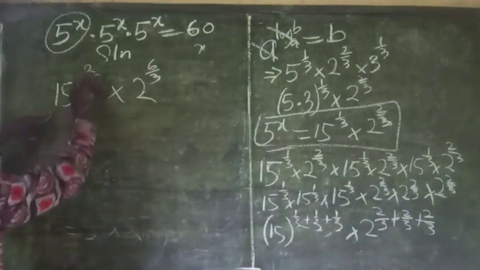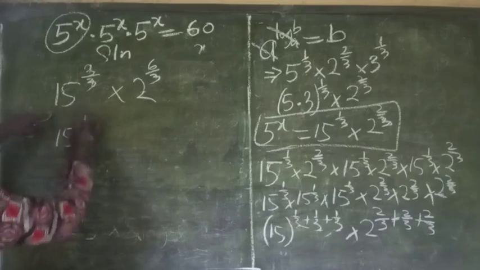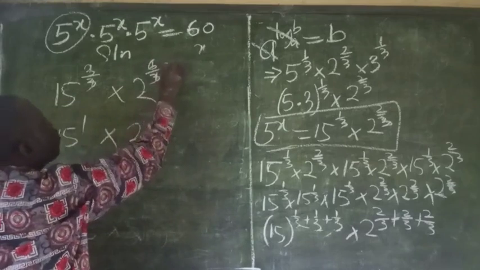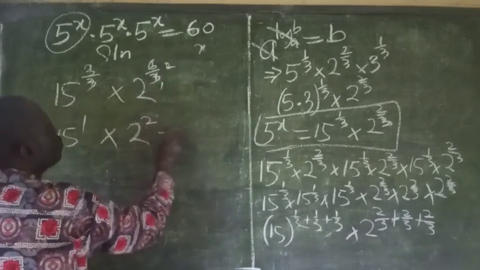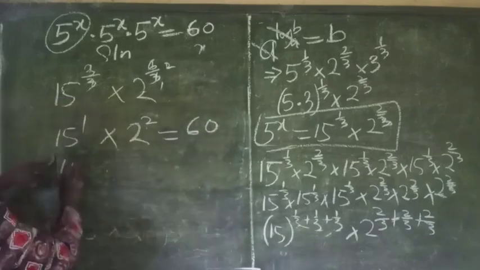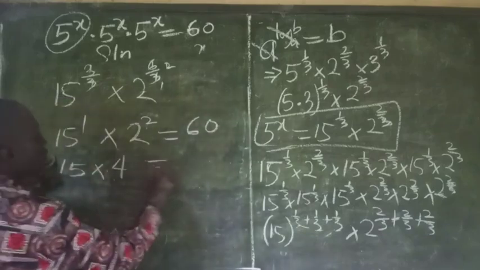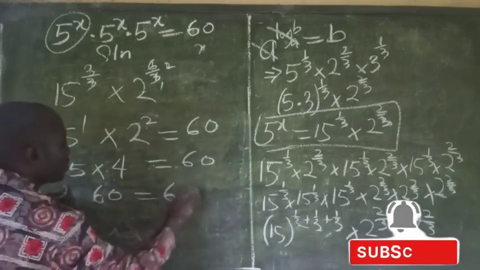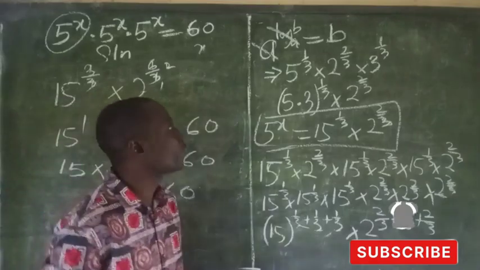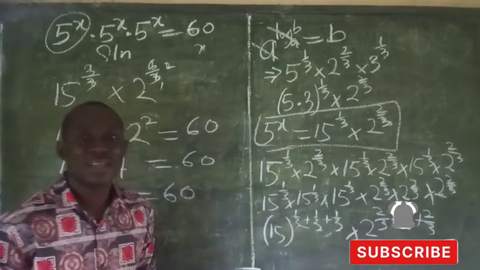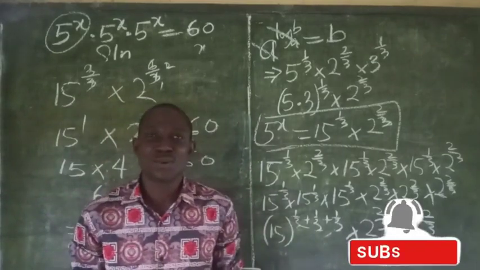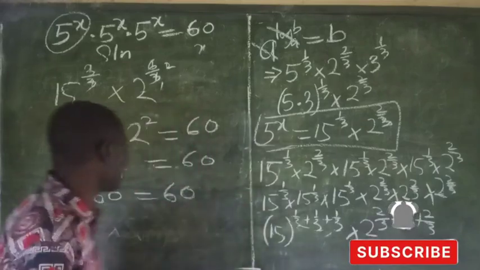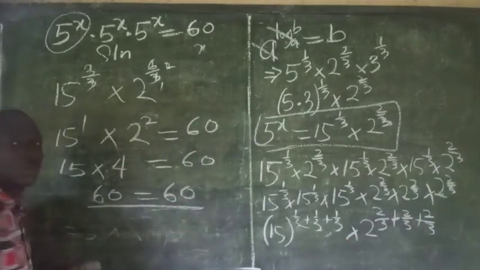So 3 over 3 ends up being 15 raised to power 1, and 3 into 6 is 2, so 2 raised to power 2 is equal to 4. 15 times 4 is equal to 60. So the value we got for S is actually accurate because it satisfies the original equation. So the left hand side is directly equal to the right hand side.